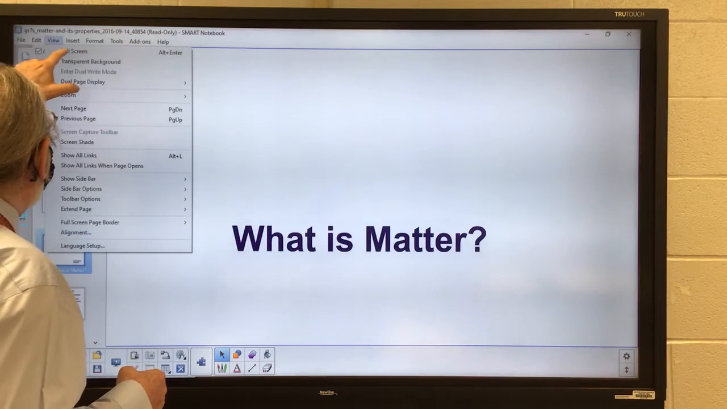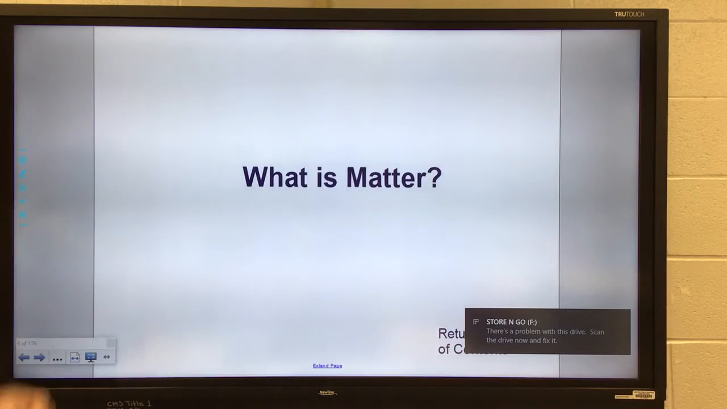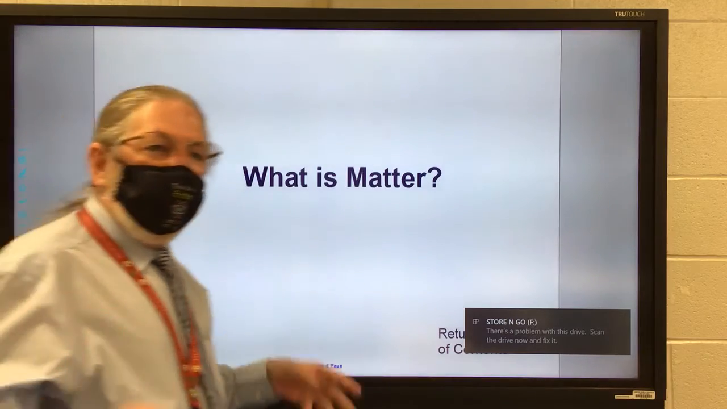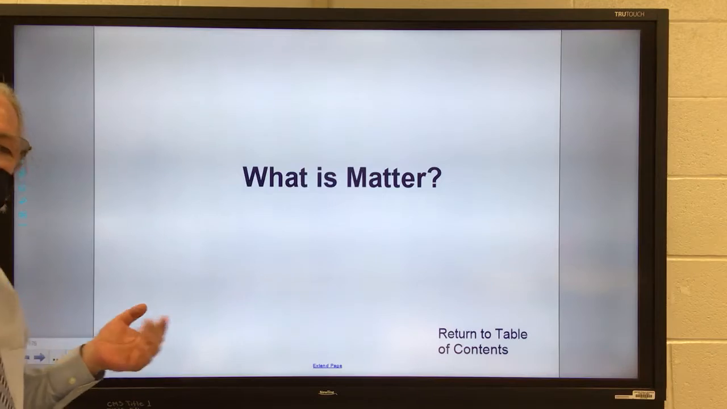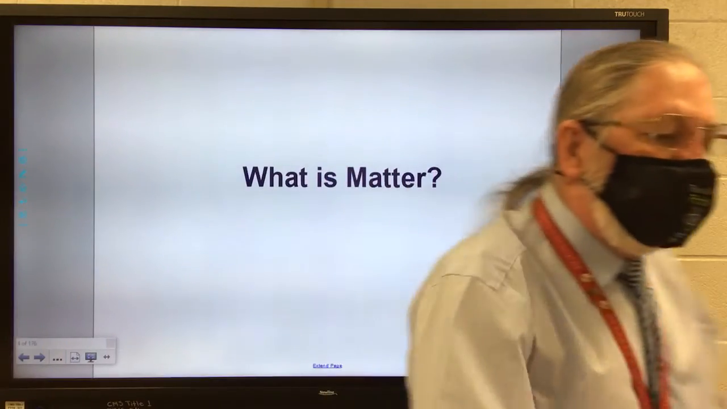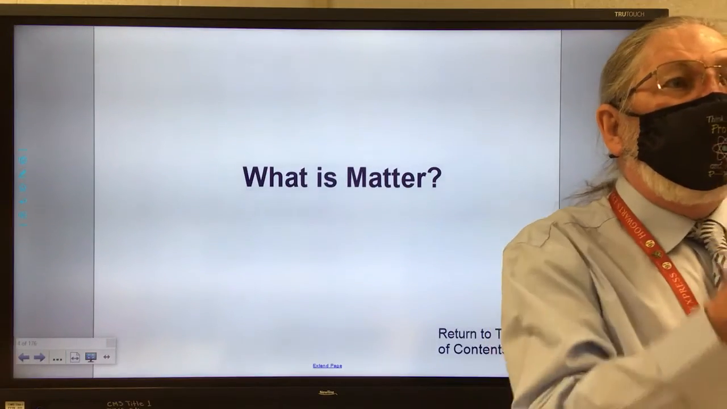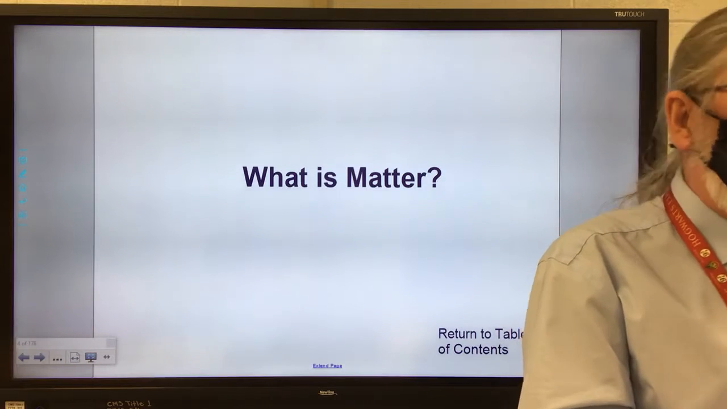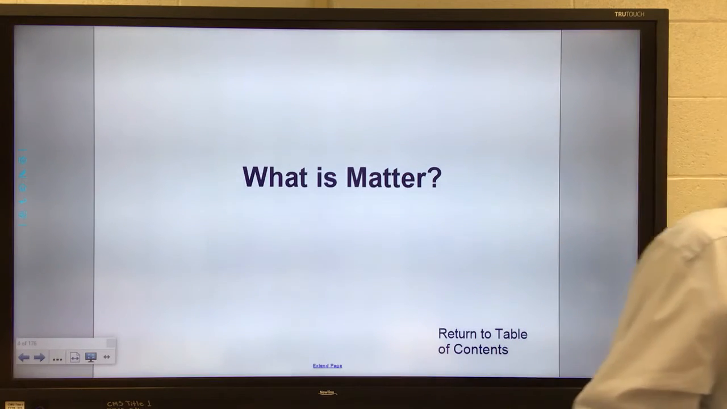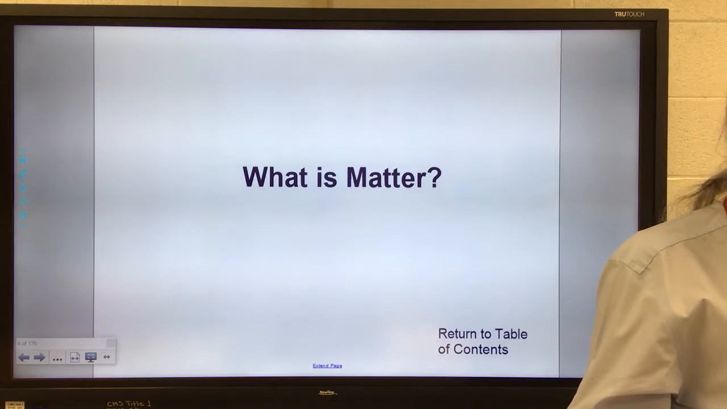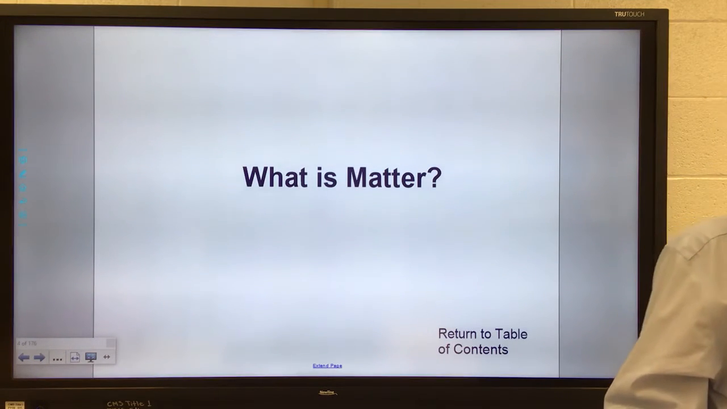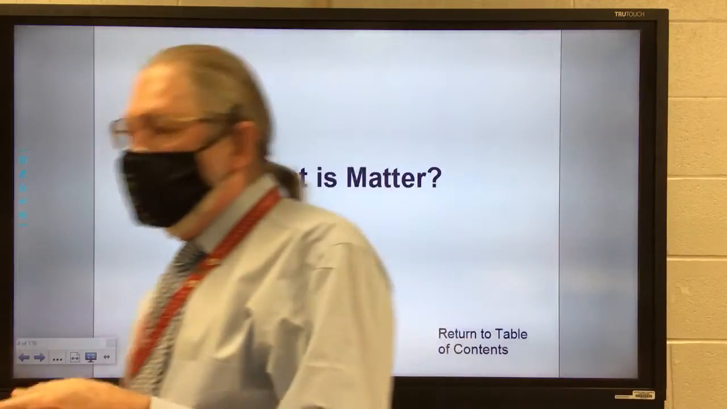So let's look right here. There's my question right there. What is matter? Okay? So can anybody tell me what matter is? How about this ball right here? Does this ball matter? Yes, it's solid. It is matter and it's solid. How about what's inside here? Does this matter? Liquid. Okay. Does it matter though? Yes. It is matter, yes.